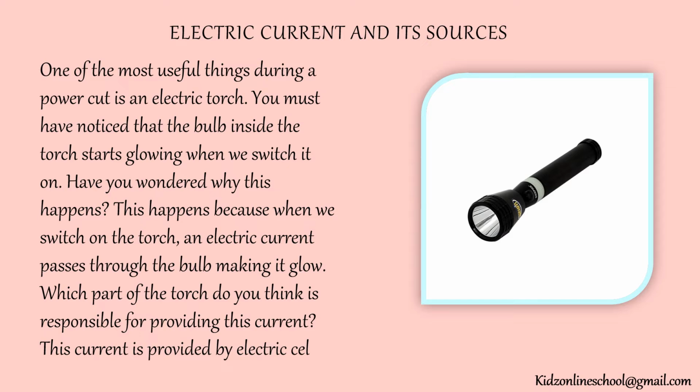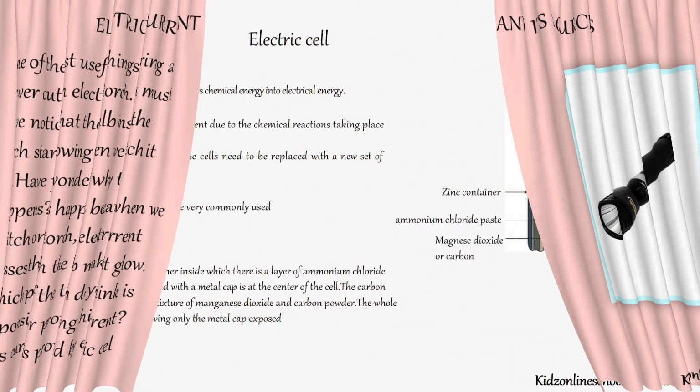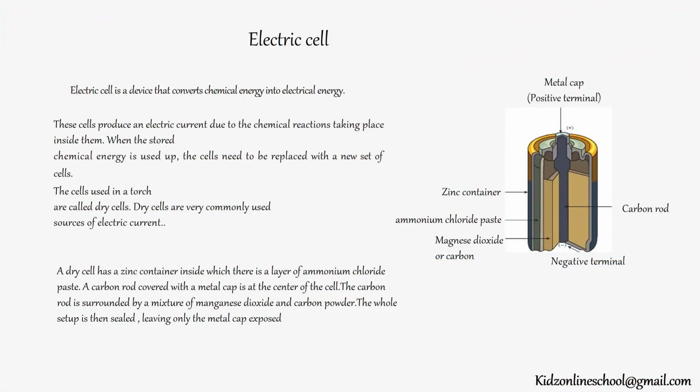Which part of the torch do you think is responsible for providing this current? This current is provided by electric cell. Electrical cell is a device that converts chemical energy into electrical energy. These cells produce an electric current due to the chemical reactions taking place inside them.